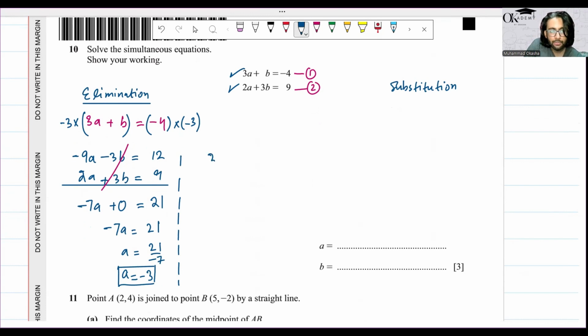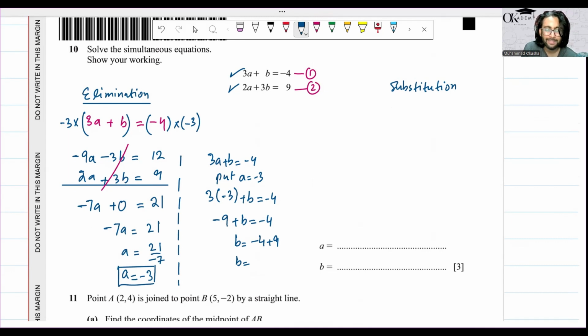I'll put it in the first equation. So 3a plus b equals negative 4. Put a equal to negative 3 in there. So instead of a, I'm going to put a negative 3. Negative 3 plus b equals negative 4. So 3 times negative 3, I think it will be negative 9 plus b equals negative 4. b equals negative 4 plus 9. And I'm going to get what? What is negative 4 plus 9? I think it's 5. So I got my values of a and b. I got a equals negative 3, b equals 5.